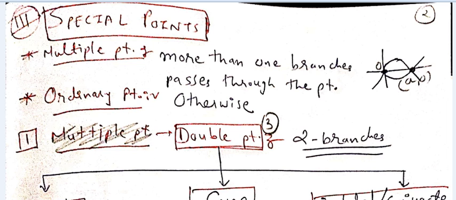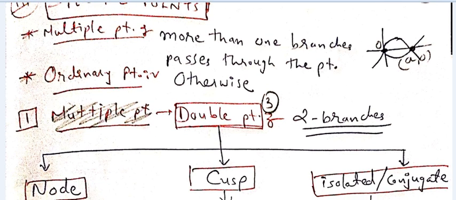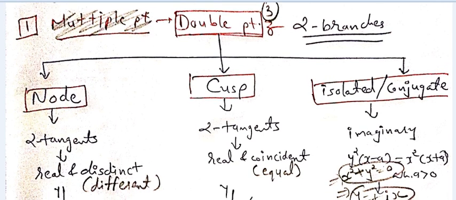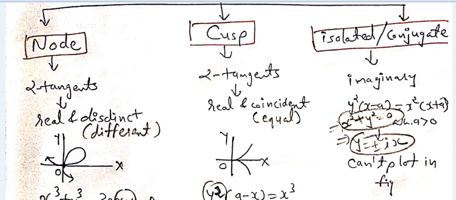an ordinary point. Now the first point in this: if a point is a double point, then there are basically three types: node, cusp and isolated or conjugate. The word itself says the mathematical meaning. The figure will be as node type. So in a node, the two tangents are real and distinct.